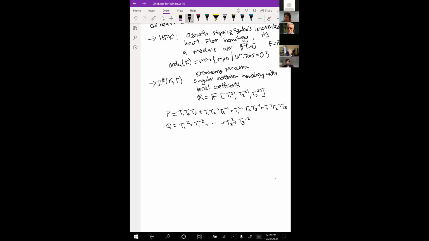Okay, and it turns out that the torsion part of I sharp K gamma is going to be killed by powers of p. So we're going to define the torsion order as the minimum number of powers of p that you need to kill the torsion.